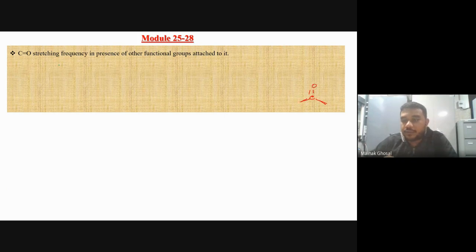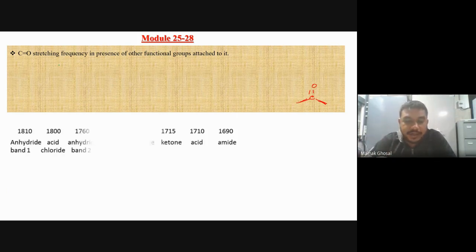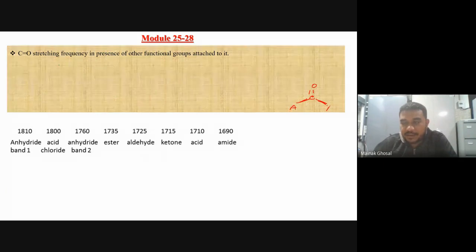So the groups present on these two bonds actually dictate the frequency of this carbonyl. You can see this list I have taken. Suppose the substituent attached here I am naming A, and the other B. Is A or B electron donating or electron withdrawing? This will completely dictate what kind of vibration it will show and what its position will be. And you see its position can change from 1690 to 1810.